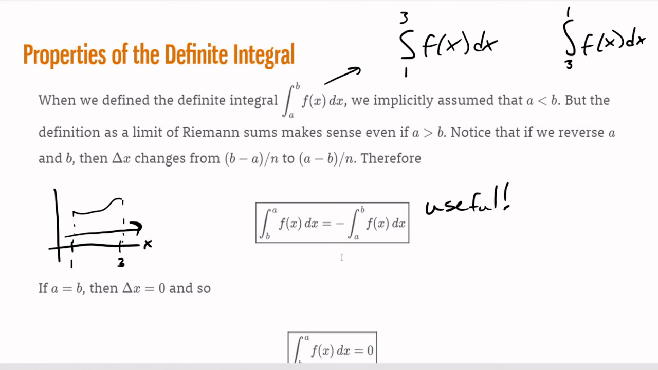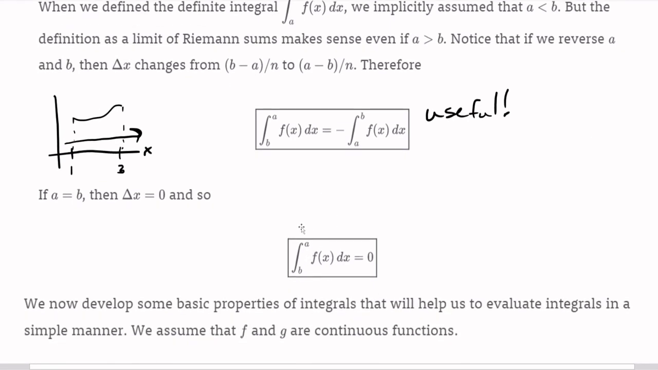So this is actually a pretty useful tool. Just remember, if I'm going from A to B and this is smaller than this, then I'm all good, don't have to worry about it. But if I flip the two, that just puts a negative on the value of the definite integral. So something to remember.